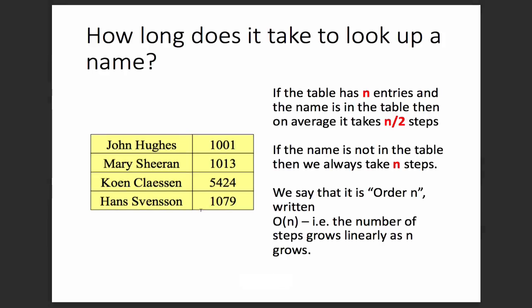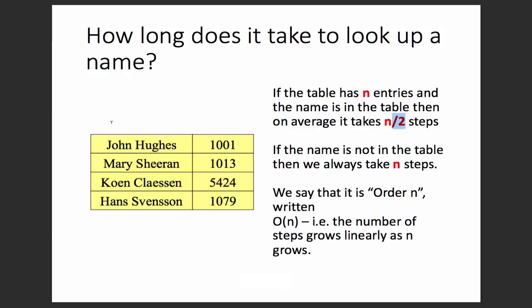So the question is then, how long does it take to look up a name in a table? Well, that depends on the representation of a table. We've chosen a list as our representation. So let's suppose we have a table with n entries, n rows in our table. Now, if the name is in the table, on average, if the table is organized in a fairly random fashion, and if we're asking for fairly random keys, then we expect on average to take n over 2 steps to find the value for a given key.